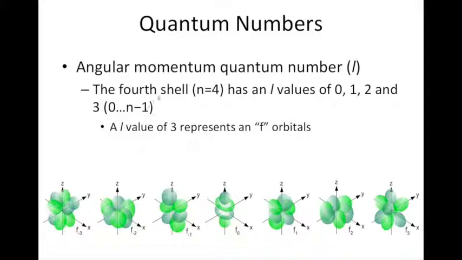Okay, moving on. If you have the fourth shell, so you have electron or electrons in the fourth shell, the L values in the fourth shell can be 0, 1, 2, and 3. So again, what does that mean? That means that the fourth shell contains 1, 2, 3, 4 subshells. Those subshells are comprised of S, P, D, and F shaped orbitals. And you can see the F orbitals, their shapes here. Okay, we have 1, 2, 3, 4, 5, 6, 7 F orbitals.